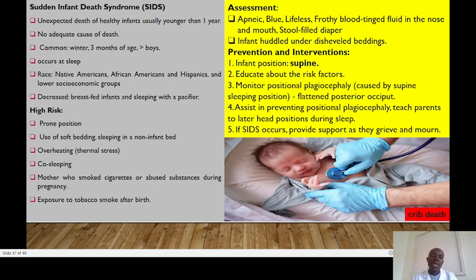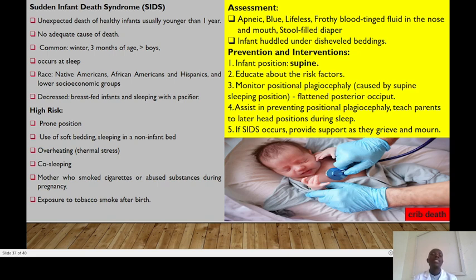So we assess, you find the child could be, they may not be breathing, they are cyanosed, lifeless. Some of them could have frothy blood-tinged fluid in the nose and mouth, and some stool-filled diapers. Okay, so the infant handled under disabled beddings. How to prevent it is the best position for sleeping. It has to be supine for these infants, okay?